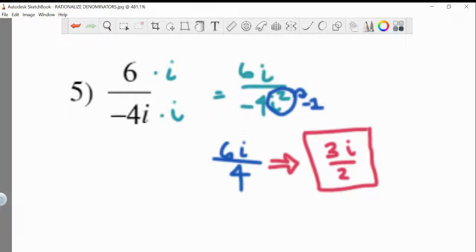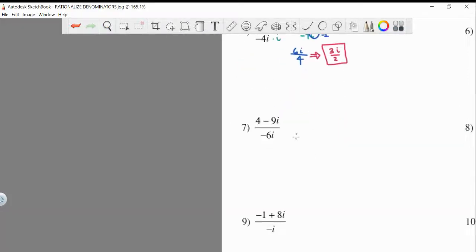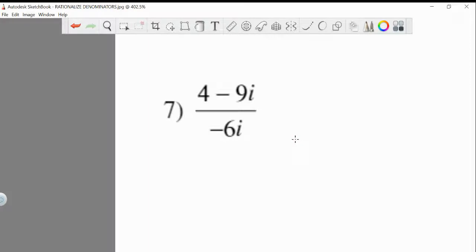Any questions? You want to see another one or you're good? Okay, let's move it on. Let's see a question like number 7. I know we're just absolutely randomly jumping around the page here, but bear with me. Number 7. Same exact problem. We have an i in the denominator. Same exact strategy will still work. Times i, times i. This is all going to work.